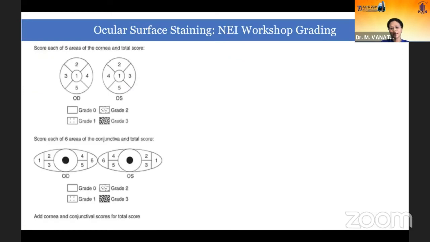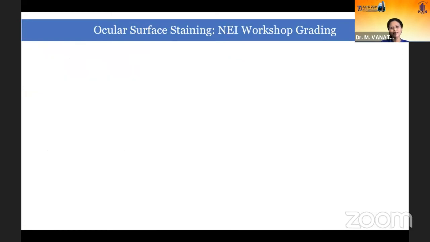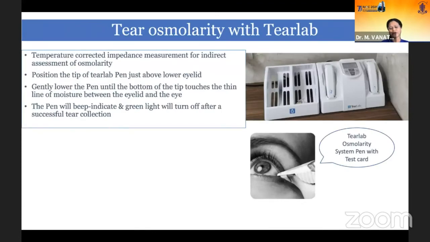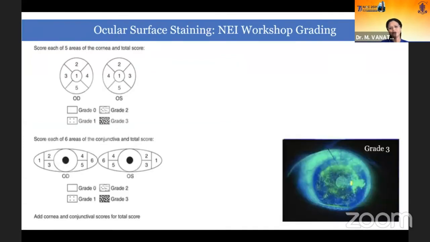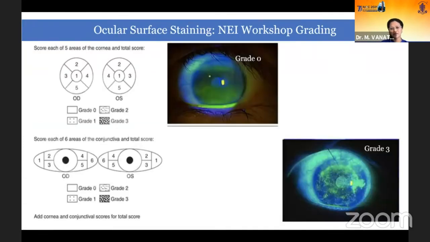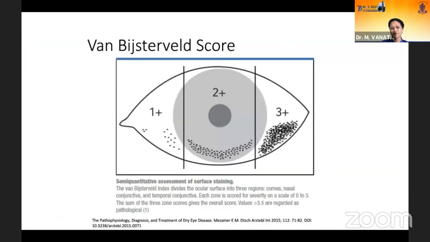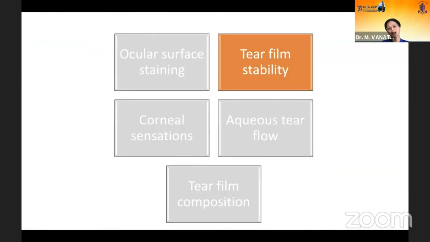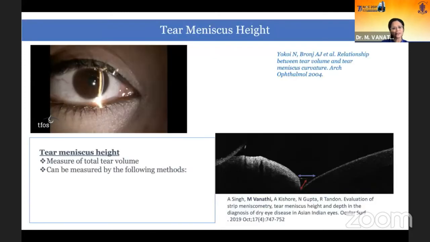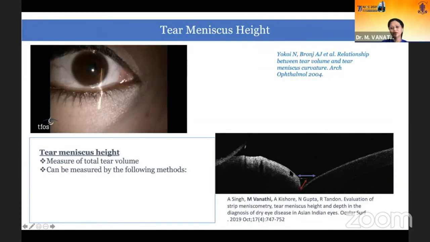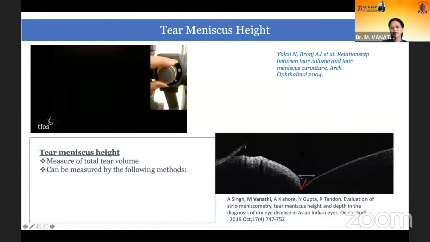It is an expensive test, and the value of using osmolarity in your dry eye practice is still not recommended, except for a particular group of patients where you would probably want to apply it. Simple in-office tests like ocular surface staining still play a very important role in the diagnostics and in the serial follow-up of your dry eye disease patients. And this is another slit lamp image of how you could measure the tear meniscus height in your patient.